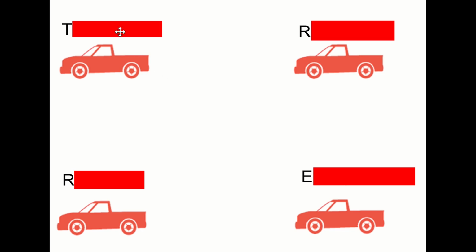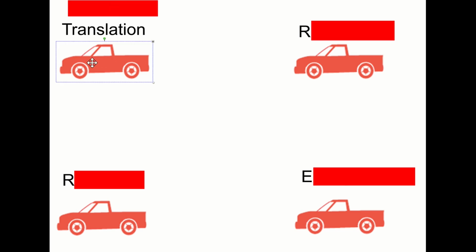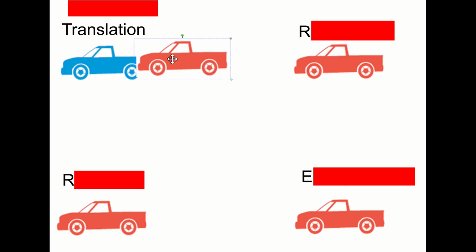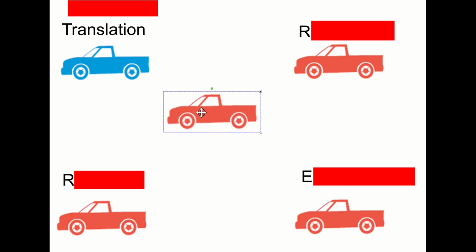Right, first one is translation. This is when you have your object and you move it maybe to the right and then down. Or maybe you move it to the right and up or left and then up. We tend to split it into parts. So we say move to the right and then down. But it's the same sort of thing as if you had moved it straight away diagonally.